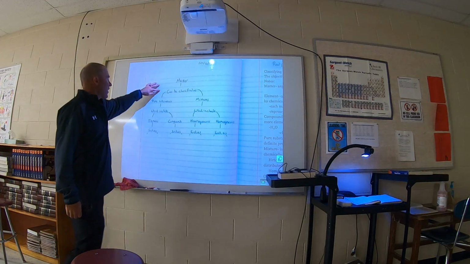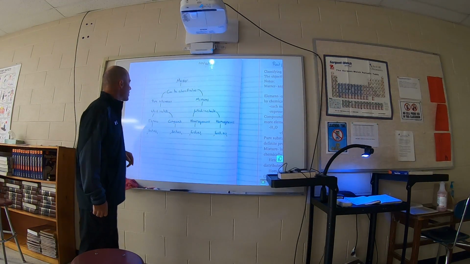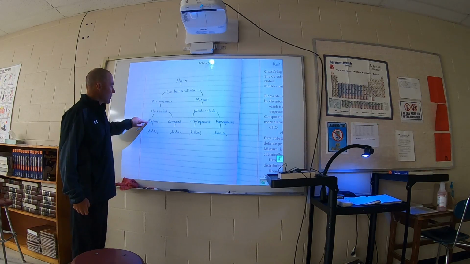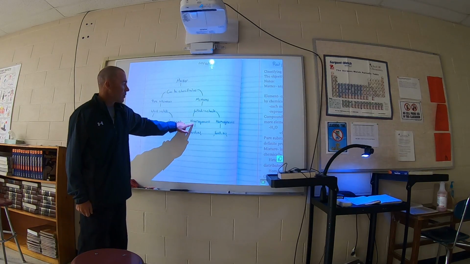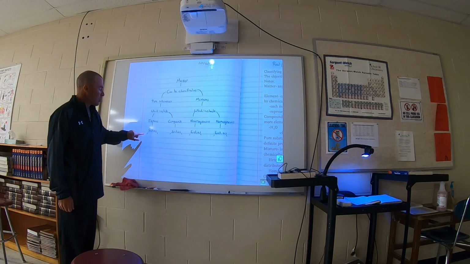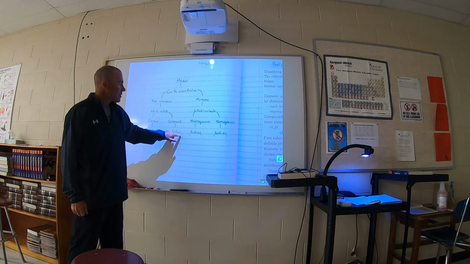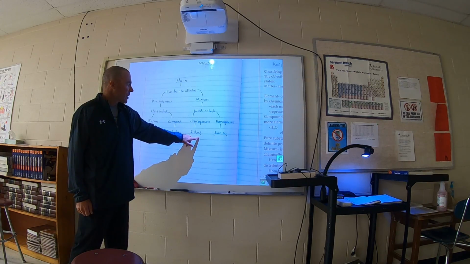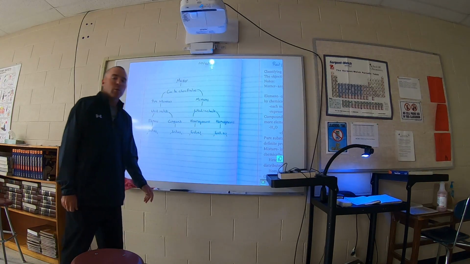So matter can be classified as pure substances and mixtures. Pure substances include elements and compounds. Mixtures include heterogeneous and homogeneous mixtures. And then it says below, elements such as. That means we want 2 examples of elements, 2 examples of compounds, 2 examples of heterogeneous mixtures, and 2 examples of homogeneous mixtures.